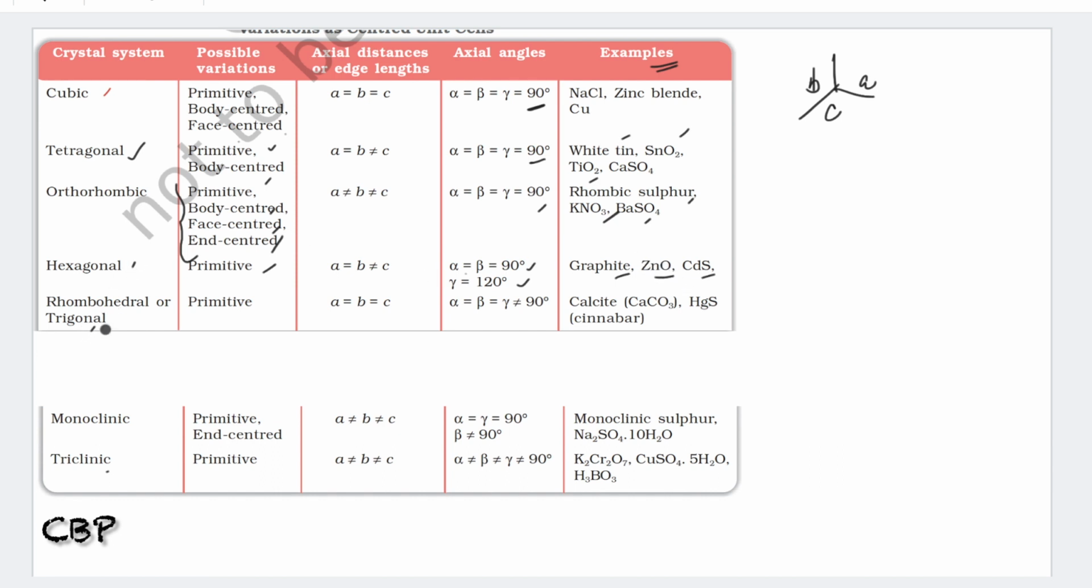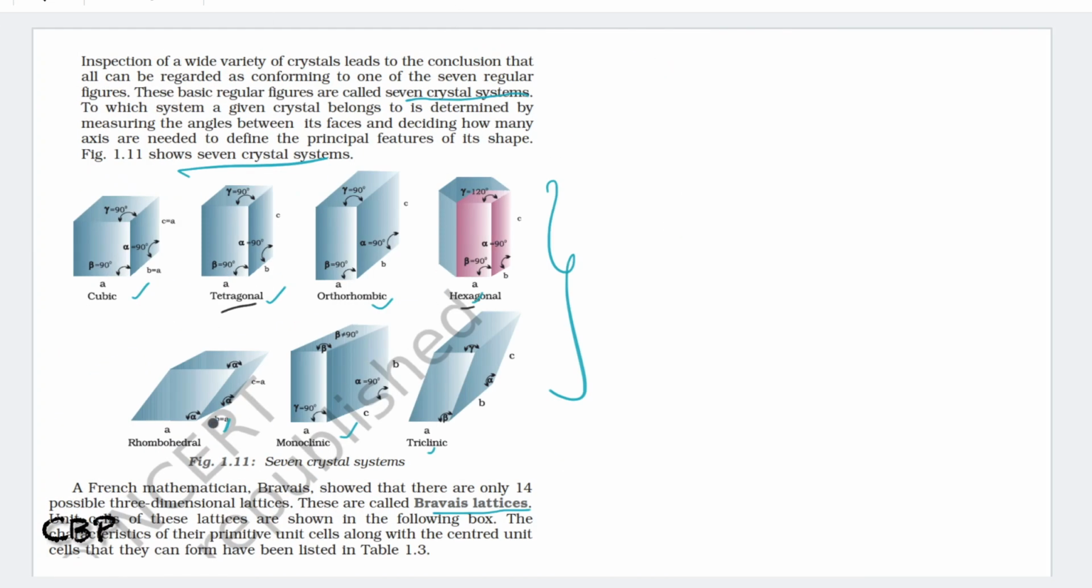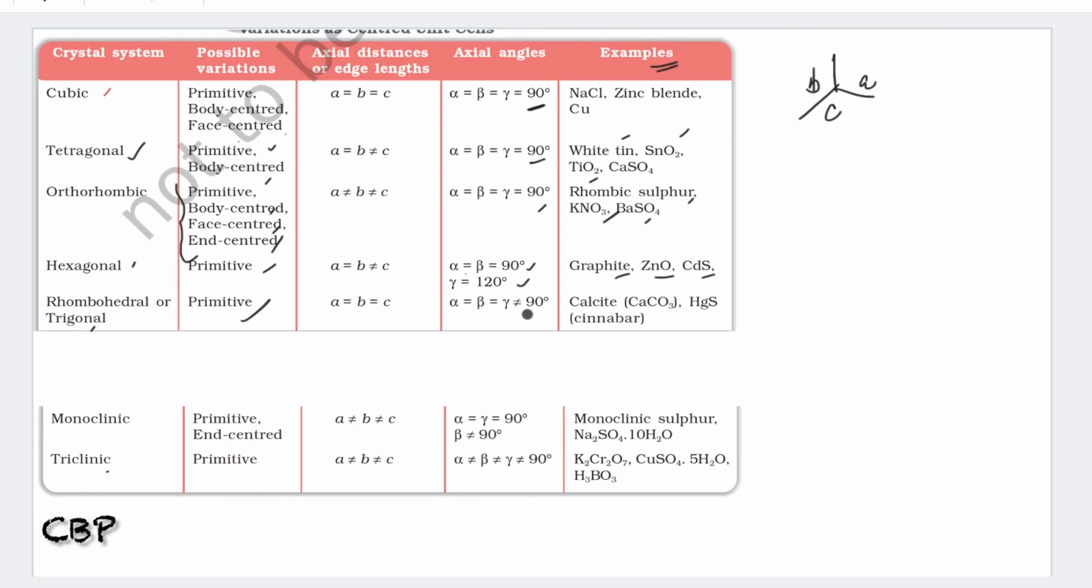Next one is trigonal, or you can say rhombohedral. It is also present in primitive form, and in this A equals B equals C, means all sides are equal but angles are not equal to 90 degree. All angles are the same but these angles are not equal to 90 degree, and the examples are cinnabar, that is HgS, mercuric sulfide, and the second example is calcite, that is calcium carbonate.